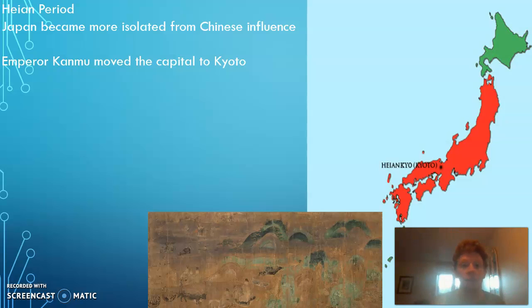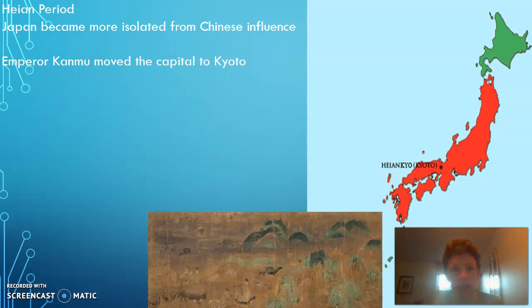Now, this keeps the capital safe, it keeps the emperor more secure, but it also means that the emperor is a more marginal figure. It means that it's more difficult for him to exercise control. It means that these local landowning families, like the Fujiwara, become more independent.